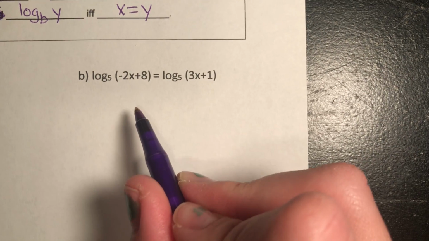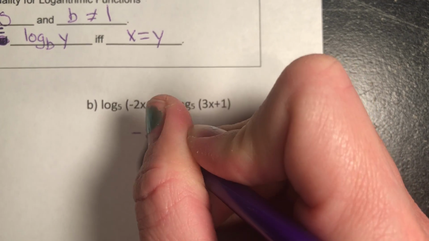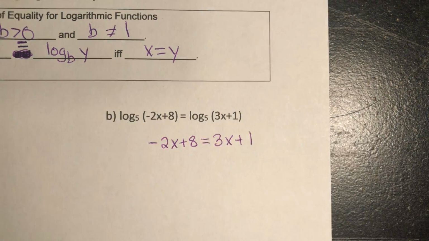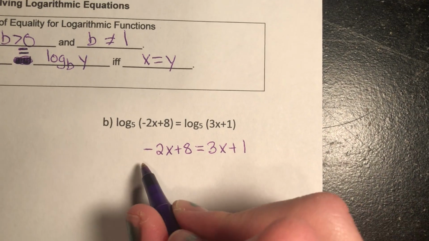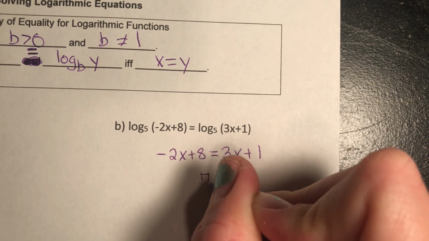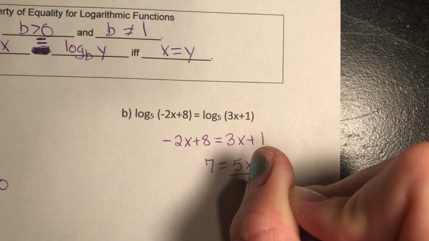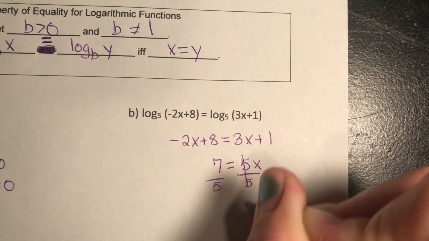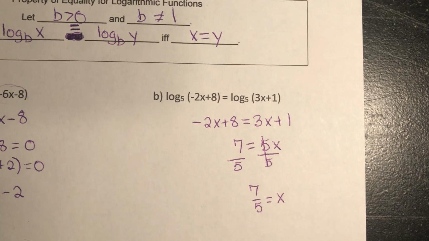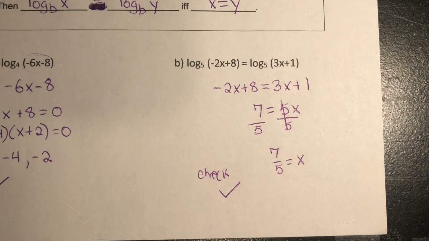All right, our last one here. Both have base 5, so that means we can set what is in the parentheses equal to each other and solve. All right, adding 2x to both sides and subtracting 1 from both sides, we get 7 equals 5x. And dividing by 5 on both sides, that gets us 7/5 equals x. Again, you would want to check this, and I promise you it works.